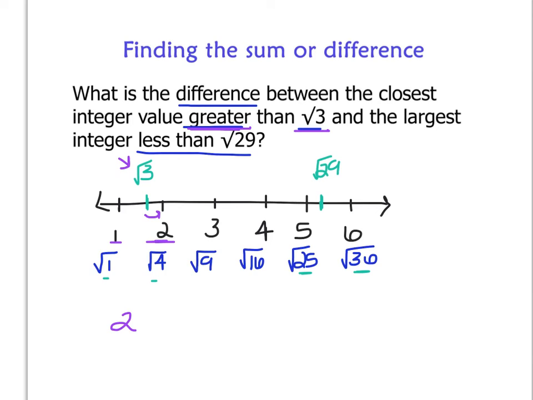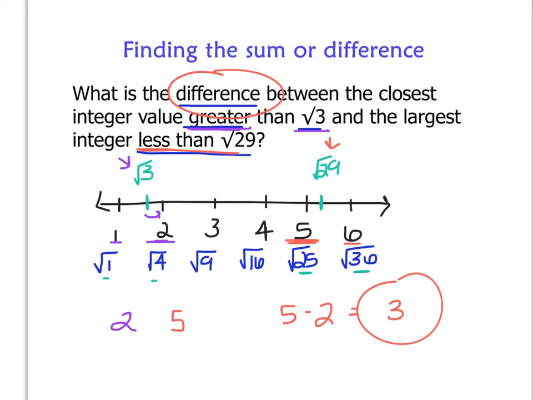Next, I want the largest integer less than the square root of 29. So I see where it is on my number line. It's in between 5 and 6. Well, which number is less than where this 29 is? It's my 5 right here. That's smaller. That's to the left. It's less than. So I have my numbers 2 and 5. I want to know the difference, so I just need to do 5 minus 2, and that gives us 3.